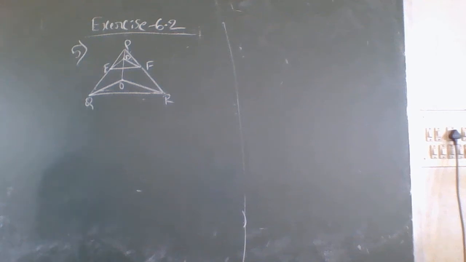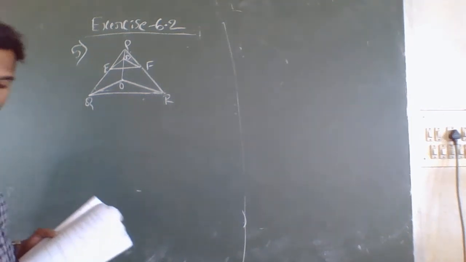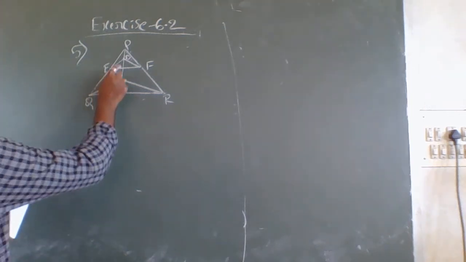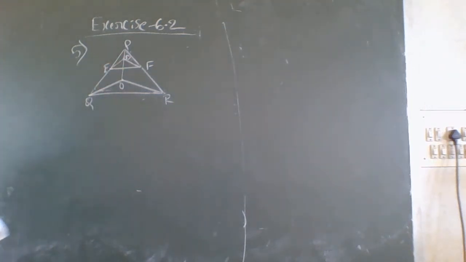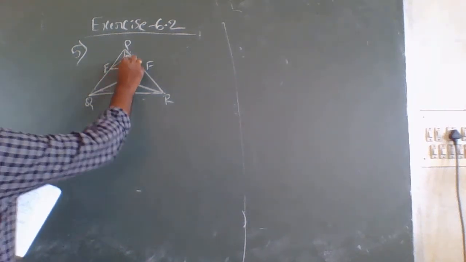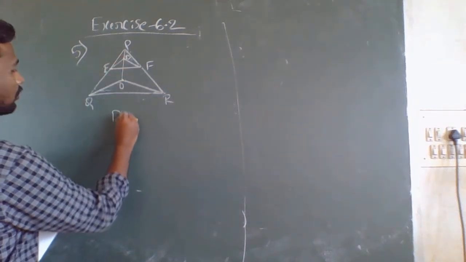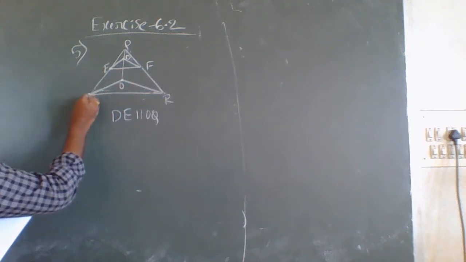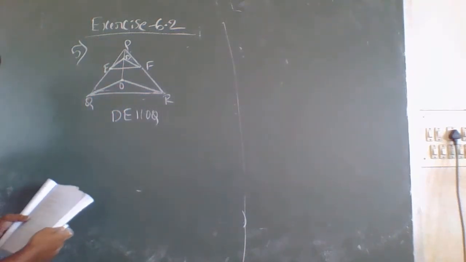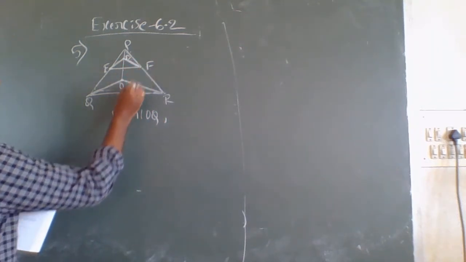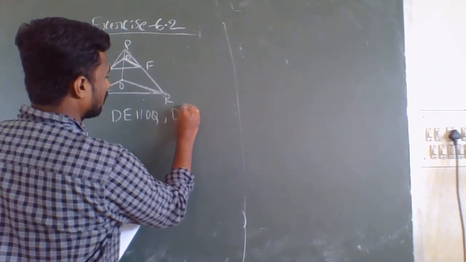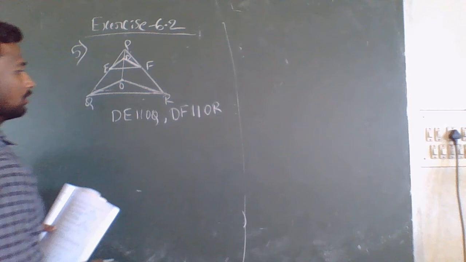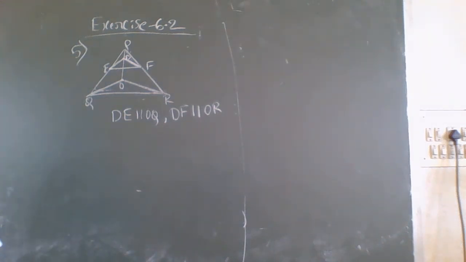This is the diagram given for the fifth problem, and what they are asking here, in the figure, is that DE is parallel to OQ, and DF is parallel to OR.